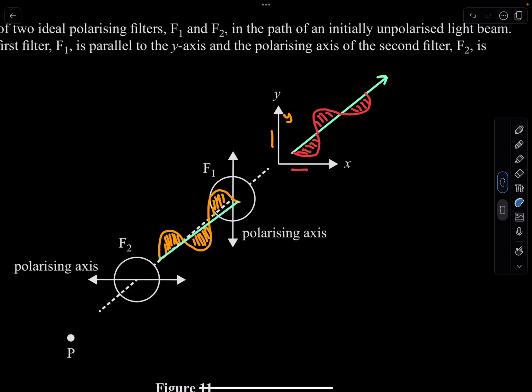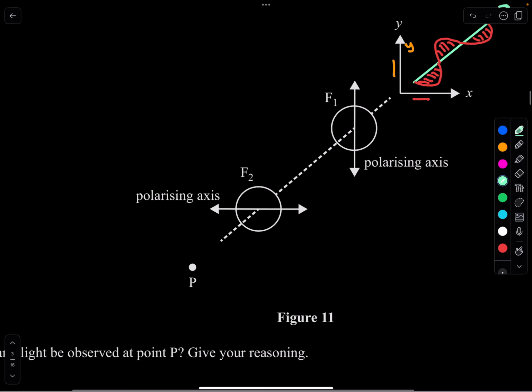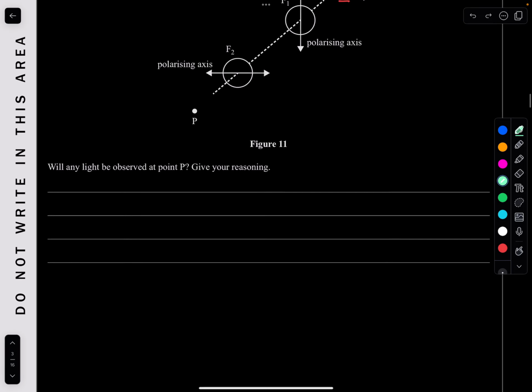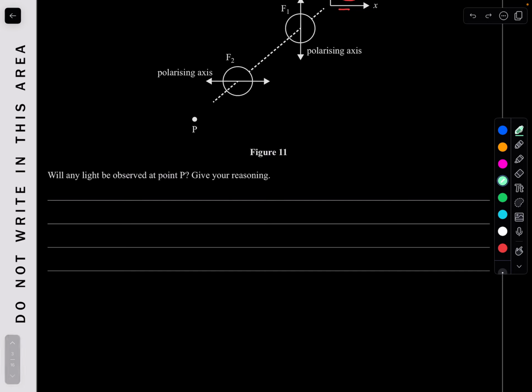But the problem is, have a look at this. When it comes to your filter 2, this is only parallel to the x-axis, but the wave that's coming is only in the y direction. So it's also going to get blocked. When this gets blocked, the person at point P is not going to see any light, because everything's blocked. So will any light be observed at point P? Absolutely no. We're going to say no light will be observed.